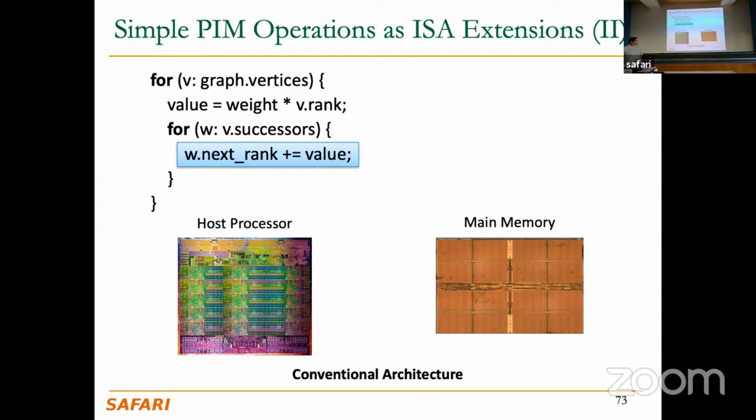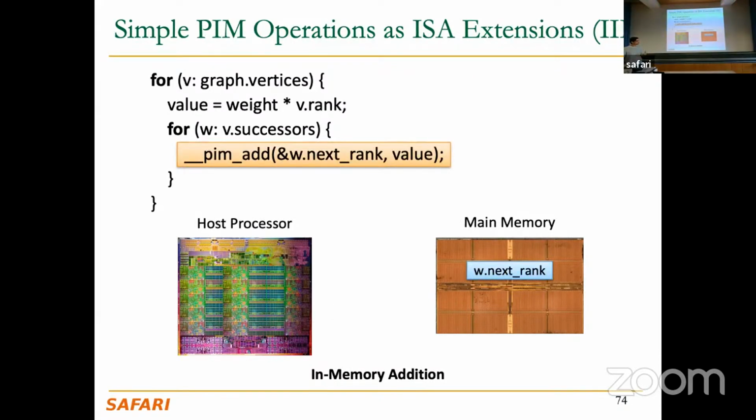If you do this in a conventional architecture, just for that operation, you need to read the rank, read that element, next rank, bring it to the host processor. And even if that's only 4 bytes or 8 bytes, you're reading an entire cache line, typically 64 bytes. And then you update it and write it back. So this means 64 bytes in, 64 bytes out, 128 bytes that are moved, maybe just for one addition.